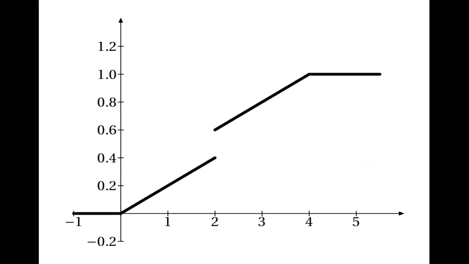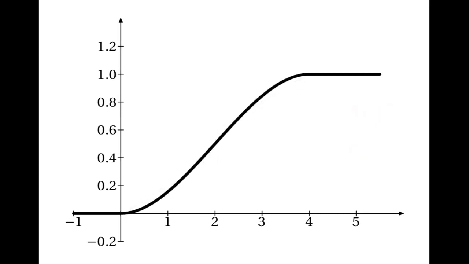What about this one? Could this be a cumulative distribution function? Well, again, the answer is no, because this time there's a sudden increase in f of x where x is equal to 2. There's a jump in the cumulative distribution function, and that's not allowed.